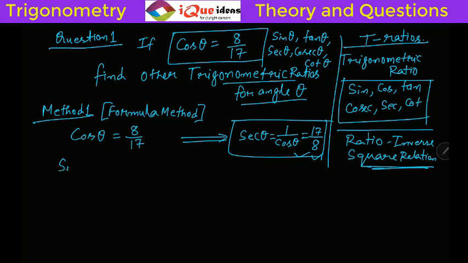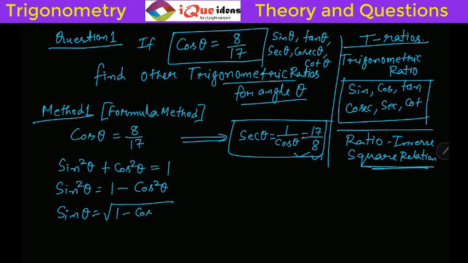Now we also have a formula from square relations: sine square theta plus cos square theta is equal to 1. So from here we can see that sine square theta is equal to 1 minus cos square theta. So that means sine theta will be equal to the square root of 1 minus cos square theta. Now cos theta value is given, 8 by 17. Put it here. So sine theta will be equal to the square root of 1 minus (8 by 17) whole square.